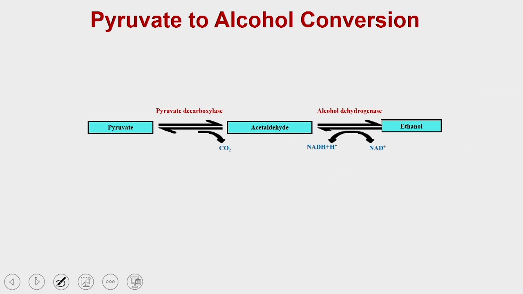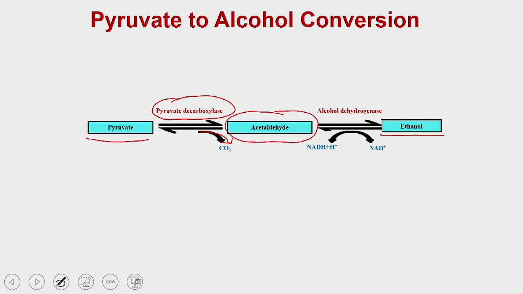In the second reaction, the pyruvate is getting converted into the alcohol or the ethanol. In this you have two different reactions which are coupled, and the first reaction is being catalyzed by the pyruvate decarboxylase. As the name suggests, it is going to remove one molecule of carbon dioxide from the pyruvate molecule, and that will generate one molecule of acetaldehyde.